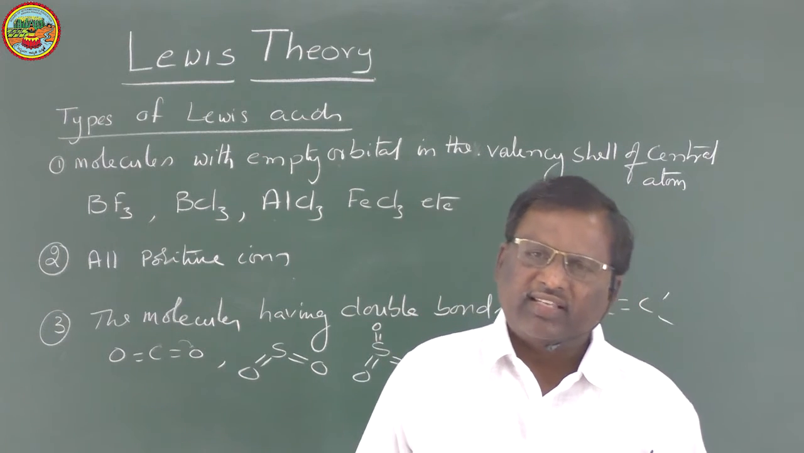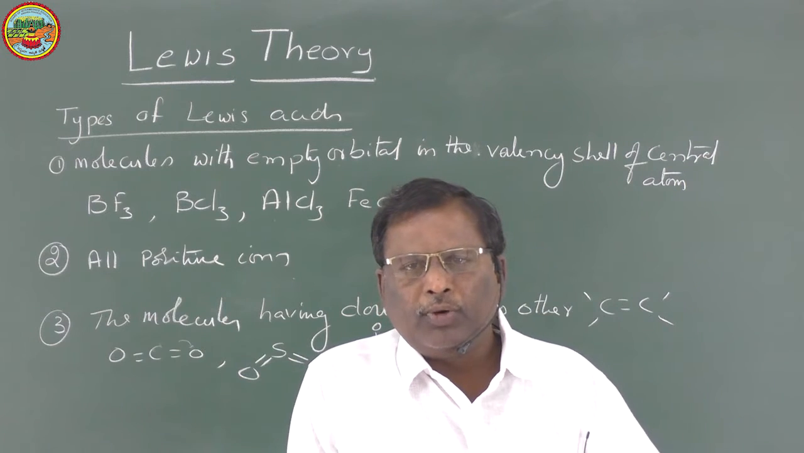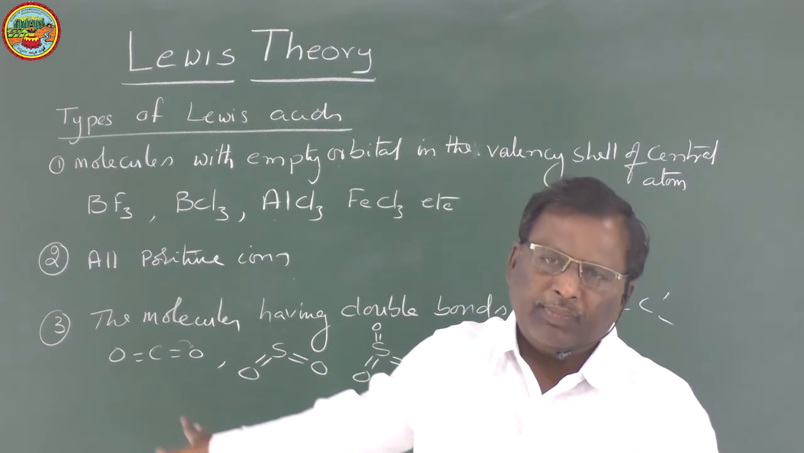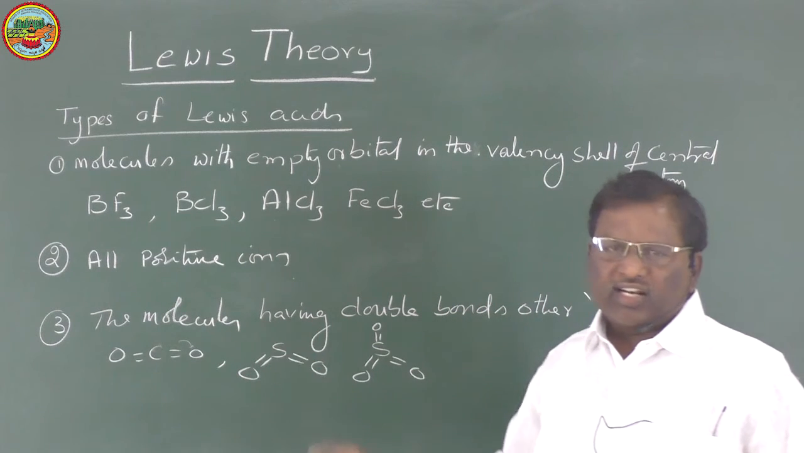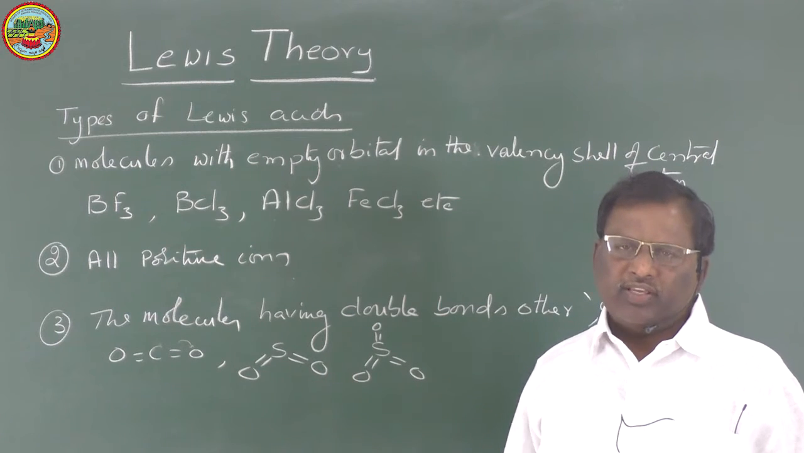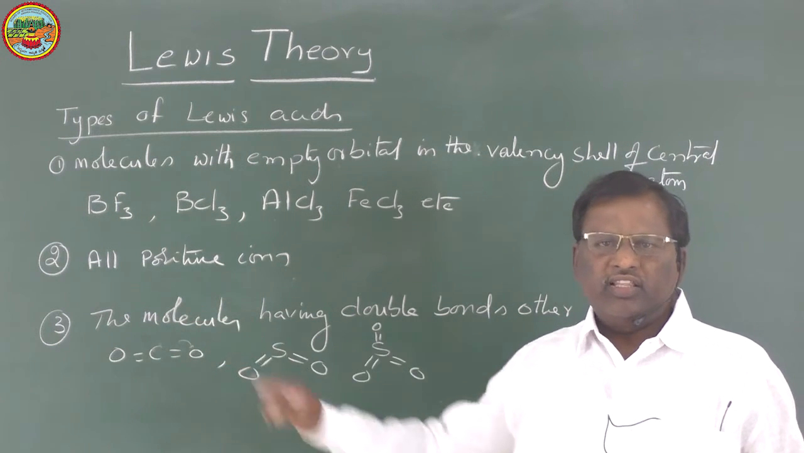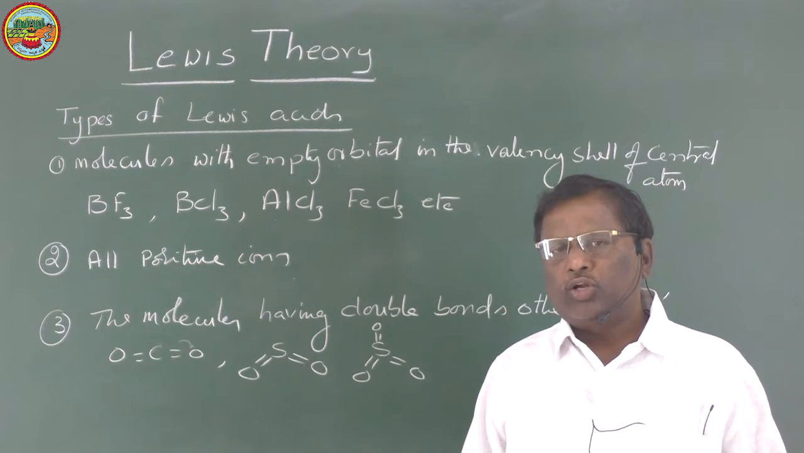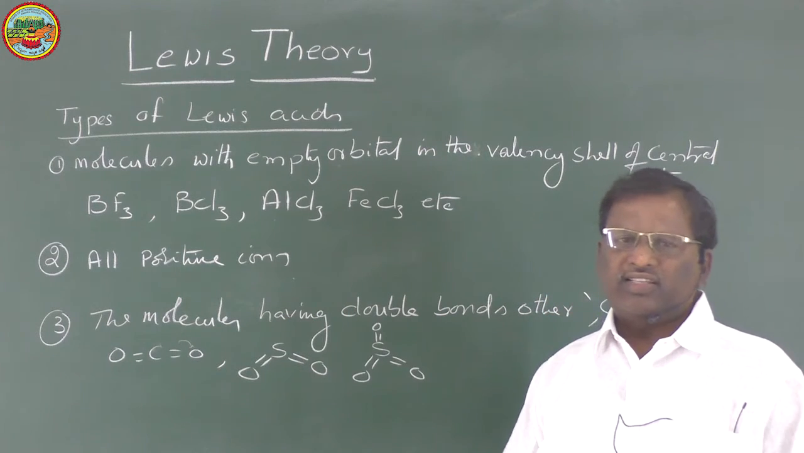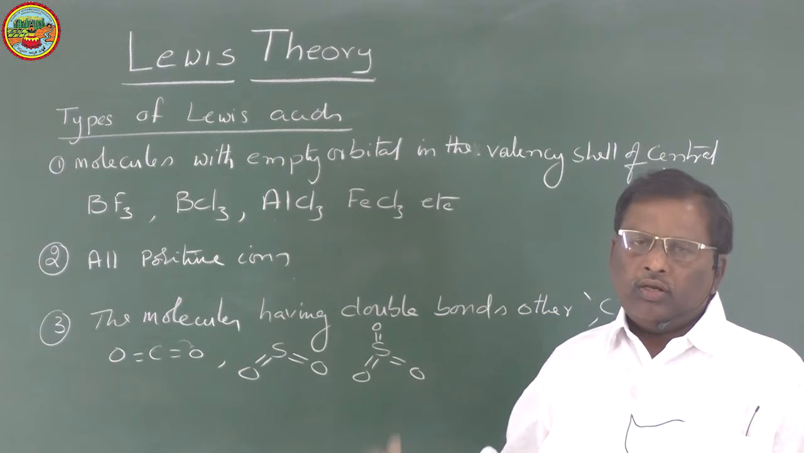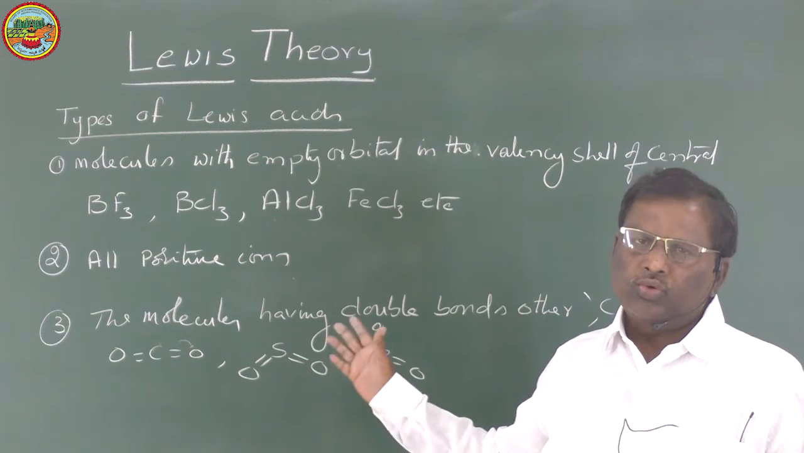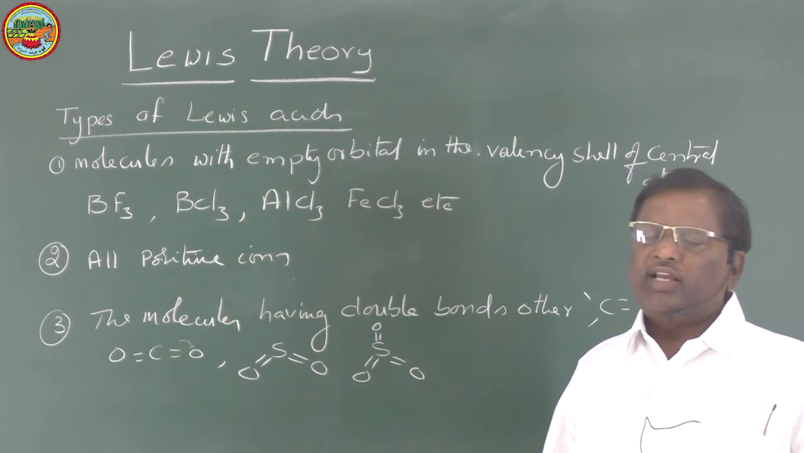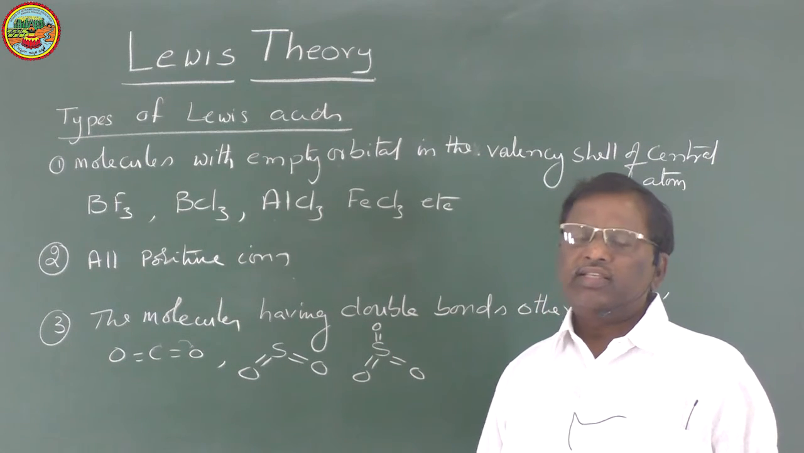And the third category of Lewis acids is the species which are having multiple bonds other than carbon-carbon bonds. Because in these multiple bonds, one atom will be more electronegative than the central atom. In such cases, bond shifting will take place. An empty orbital will arise on the central atom so that it can accept a pair of electrons from other species. Such species are said to be Lewis acids. Examples: CO2, SO2, SO3, and all oxides of non-metals will have such types of double bonds, and they are said to be Lewis acids.